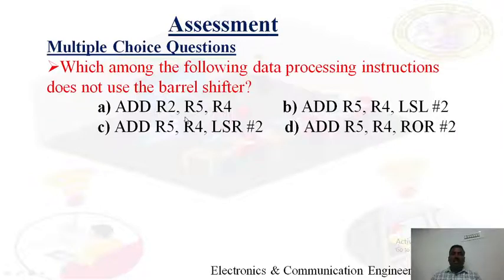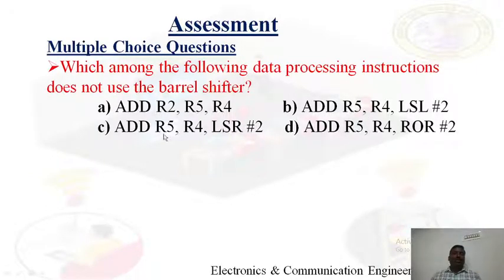A, ADD R2, R5, R4. Here R5 content is added to R4, then the result is stored into R2. Then here, ADD R5, R4, LSL #2. Here you can see it looks like only 2 operands, so Rd is missing, but in this case the ARM always takes R5 itself as Rd. So first it performs R4 logical left shift by 2 positions, then that content is added to R5, then the result is also stored into R5.